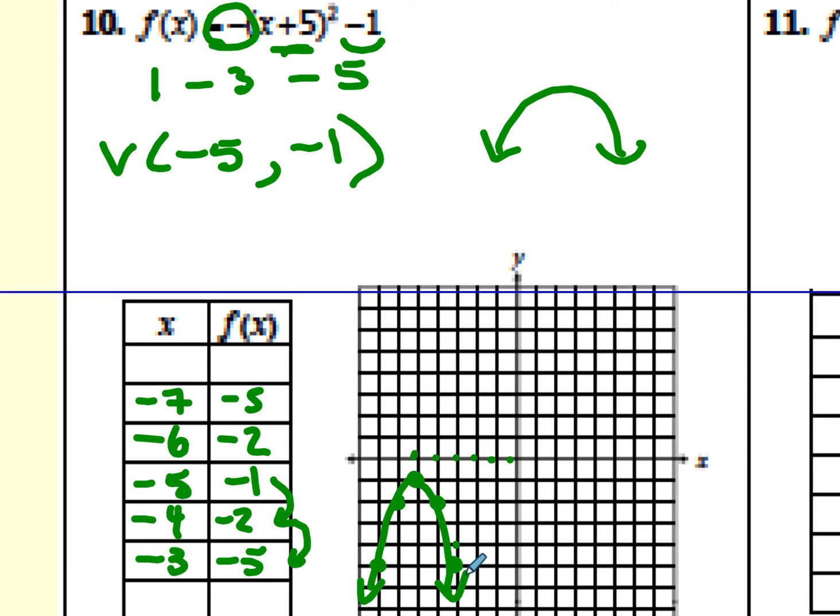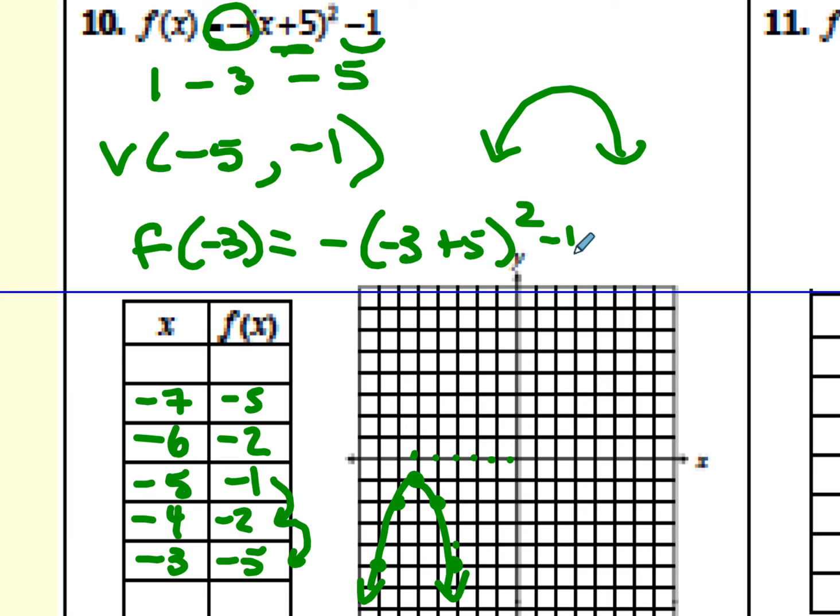Okay, let's double check to see if we were right. If I do f of negative 3, I expect that I should get negative 5. So I'm going to do the opposite of negative 3 plus 5 squared, minus 1. Well, negative 3 plus 5 is 2. 2 squared is 4. So I get negative 4 minus 1, which is indeed negative 5.